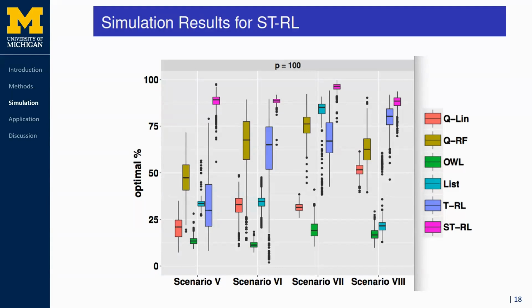So in this figure, the purple one is stochastic tree-based reinforcement learning, the orange one is Q-learning with a linear function, and then there are random forest Q-learning, outcome weighted learning, list-based learning, and our tree-based reinforcement learning. And sometimes if you have overfitting, the tree-based reinforcement learning actually works really badly, like this one. In general, the stochastic tree-based reinforcement learning works well.